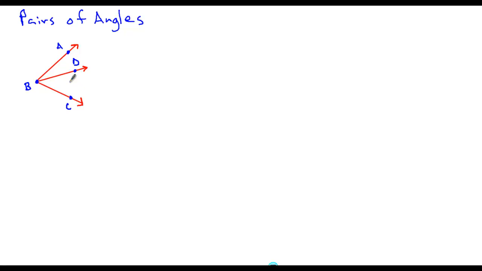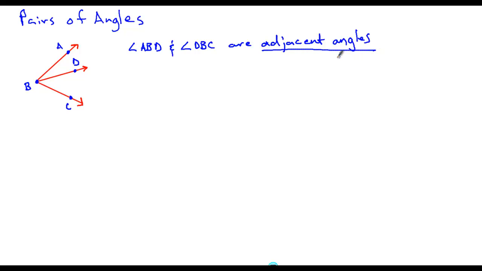So the two angles we have here, angle ABD and angle DBC are adjacent angles. Okay, so that's the first one, first angle pair that we're going to learn about, adjacent angles.